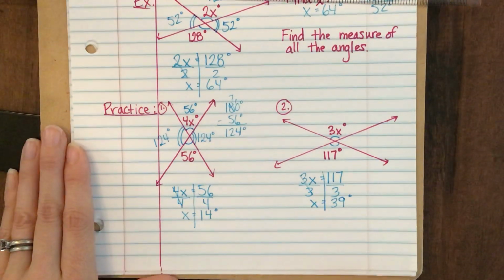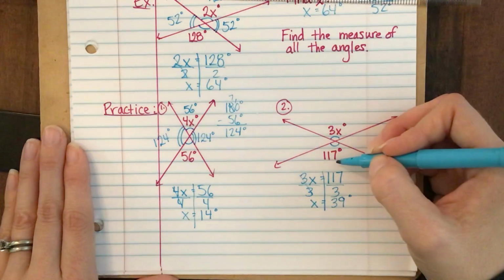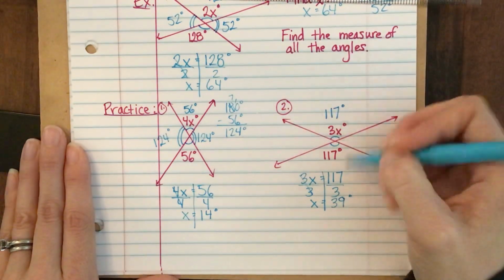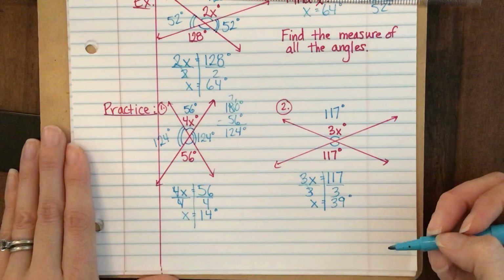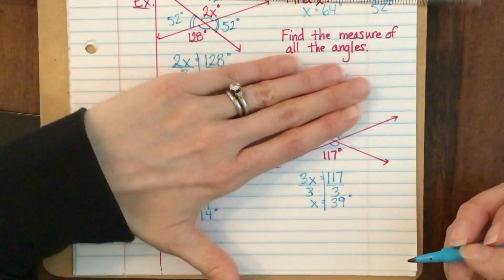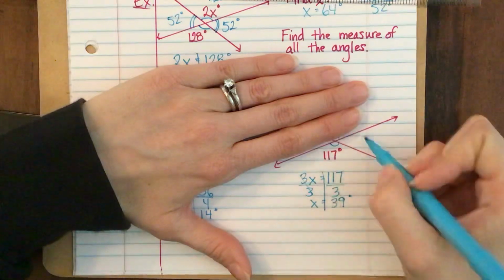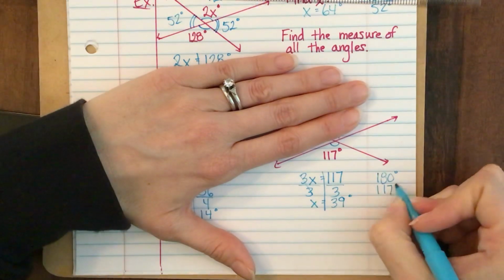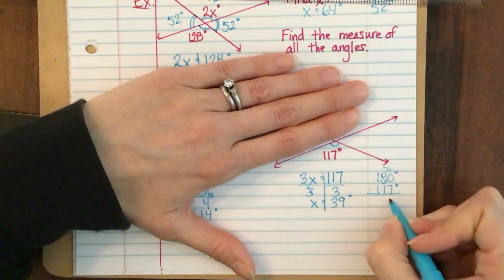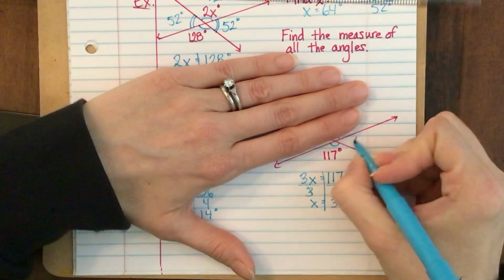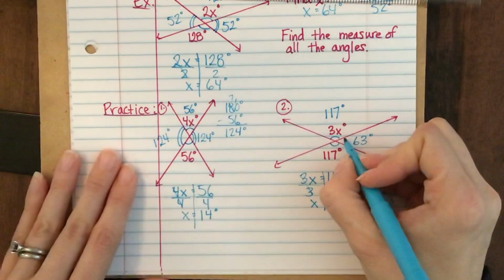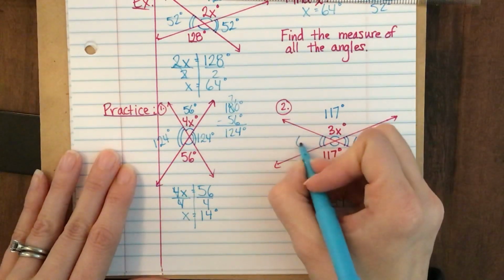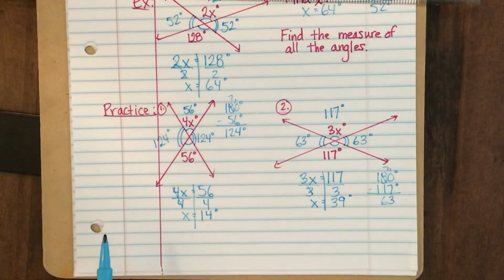Now we're going to find the measure of all of our angles. Well, if this angle is 117 degrees, that means this is also 117 degrees. We also know this because 39 times 3 is 117. And then we're going to ignore this portion. These are supplementary angles. So 180 minus 117 degrees is 63 degrees. Now this angle is a vertical angle to this angle, so they are congruent. They have the same measure. So this is also 63 degrees.